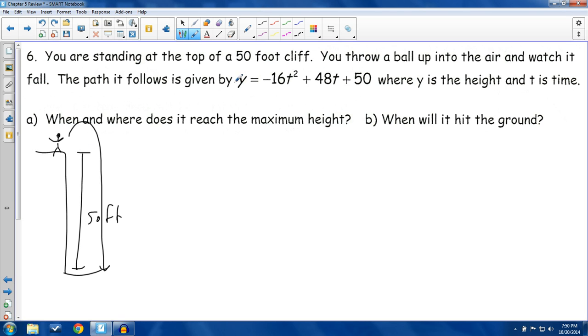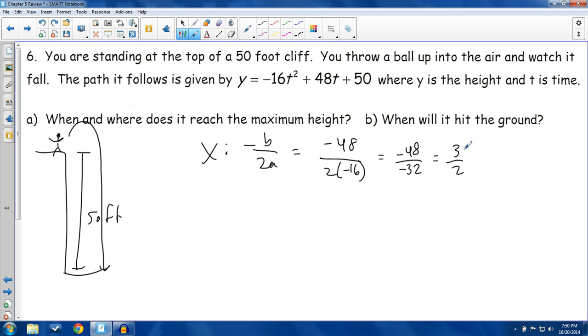We'll check out the graph by looking at the vertex equation. In fact, let's do this a different way. I want you to look at negative b over 2a, and I'll do completing the square, so you look at both. To get your vertex, you can do negative b over 2a for your x value, which is negative 48 over 2 times negative 16. That's negative 48 over negative 32, which is positive 3 over 2, or positive 1.5.